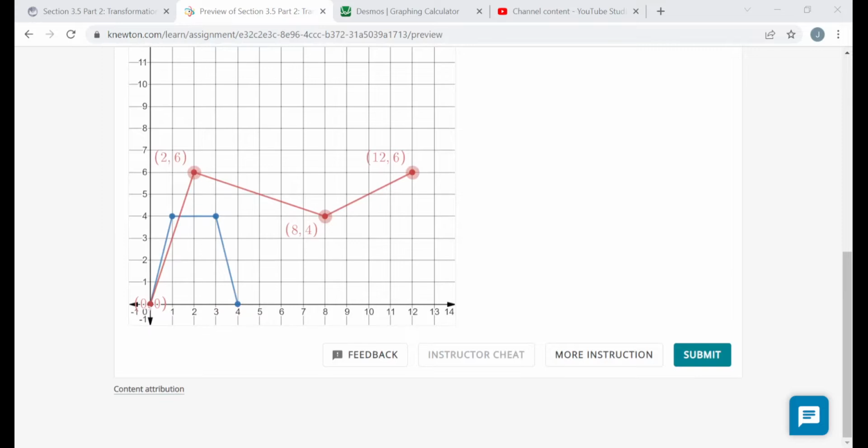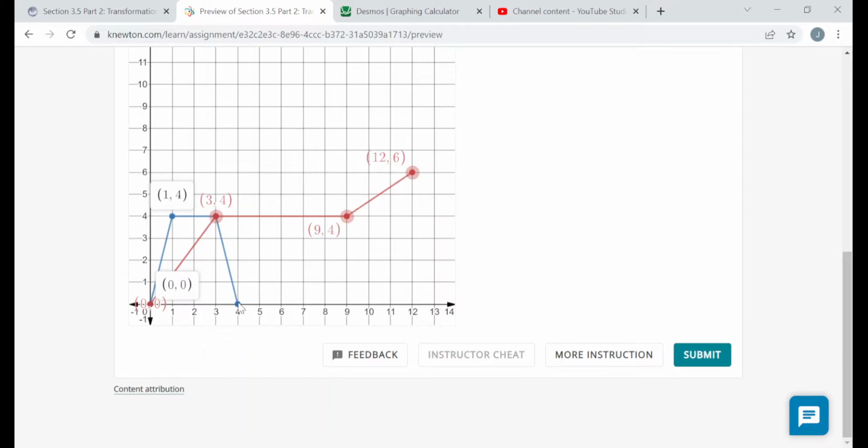So you see 0, 0 here. When you multiply the x coordinate by 3, it's still 0, 0. This point is 1, 4. I multiply the x coordinate by 3, now it's at 3, 4. Now this point on the blue graph was at 3, 4. I multiply the x-coordinate by 3, it's at 9, 4.